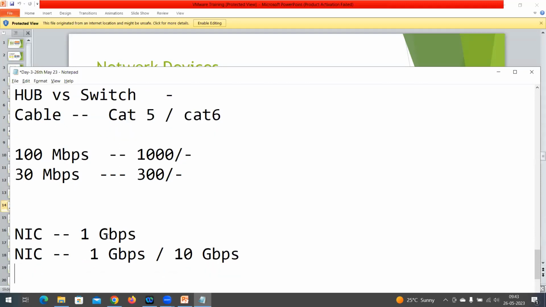I'm mentioning one letter in uppercase, remaining in small letters. It is a technical specification. You should not miss this configuration while mentioning.